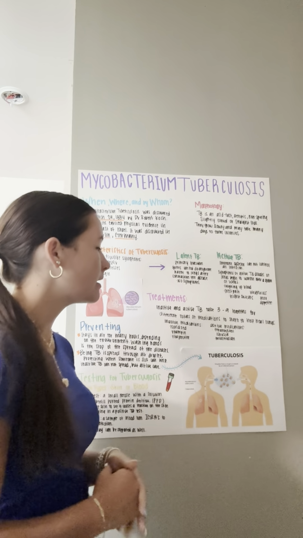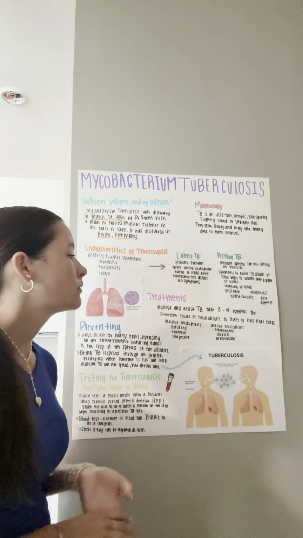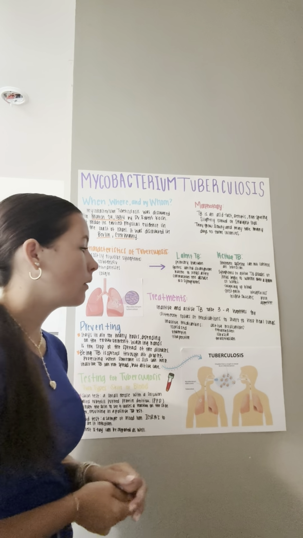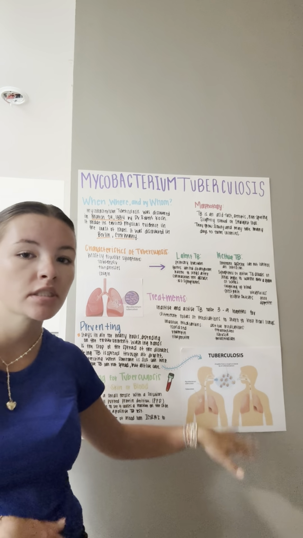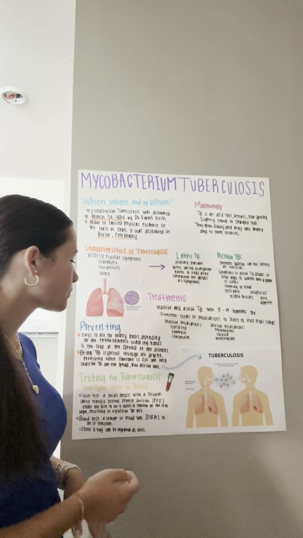The treatments for TB, inactive and active, it can take 3 to 9 months for any medication to work to start healing the lungs. Inactive medications and active medications are both the same route.